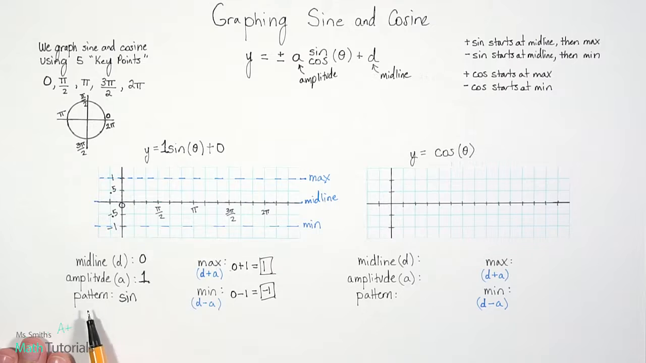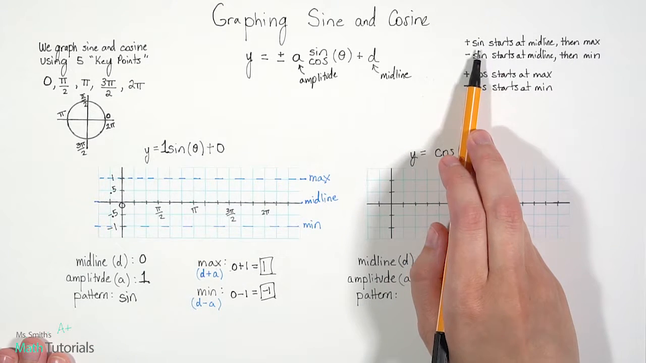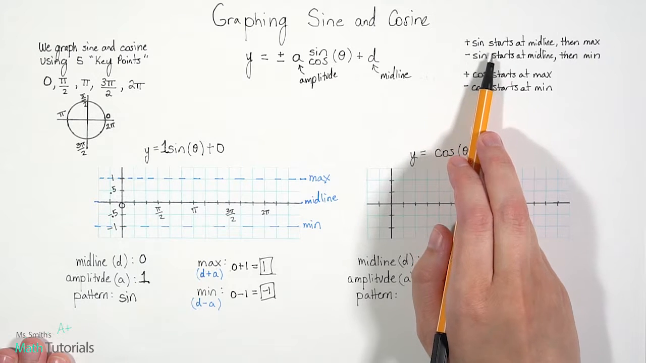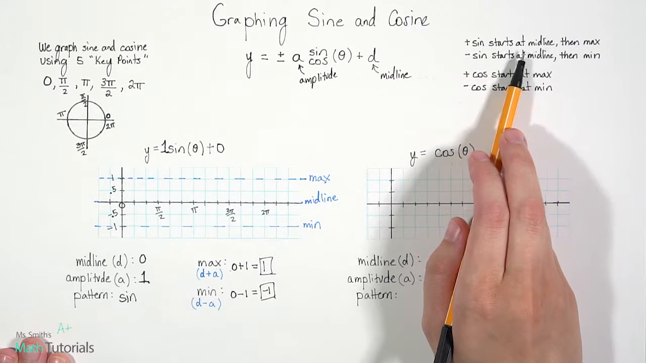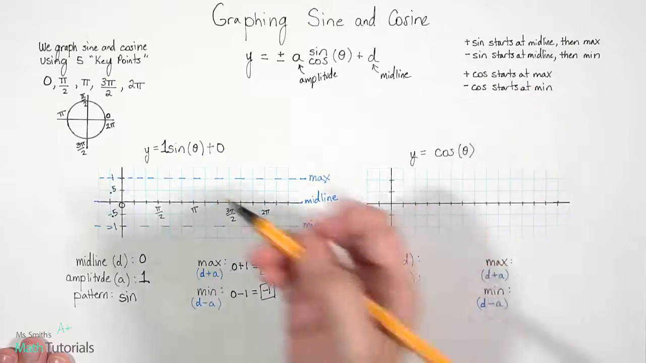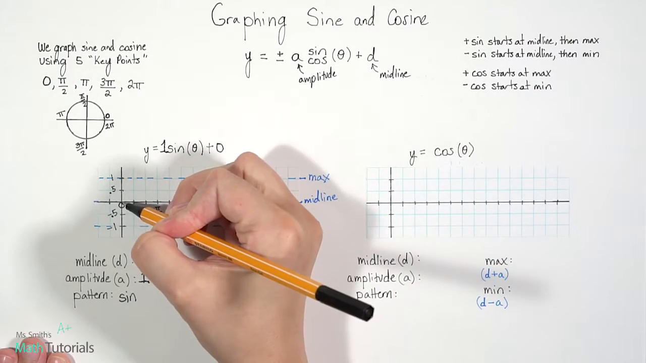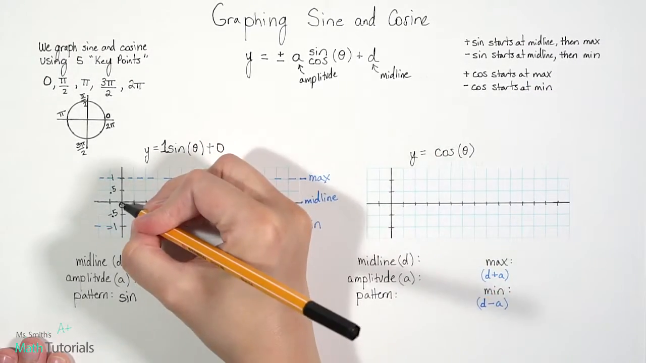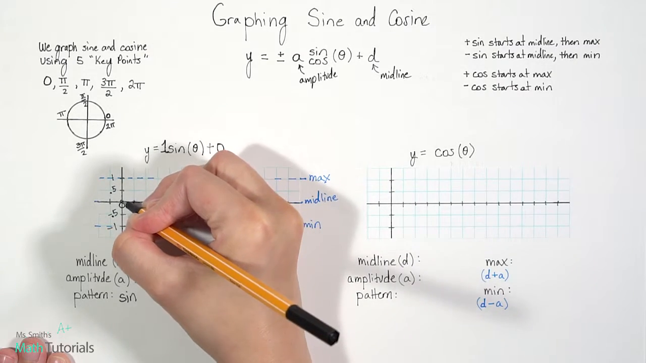Now I'm going to focus on what the pattern was. So remember, the pattern we said was positive sine. So positive sine, you're going to plot your first point at the midline. So my first point will fall at 0, and I'm going to plot that point at the midline right here.